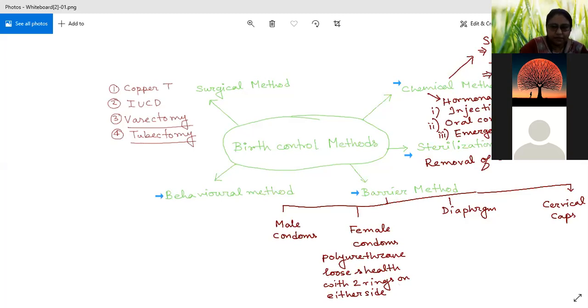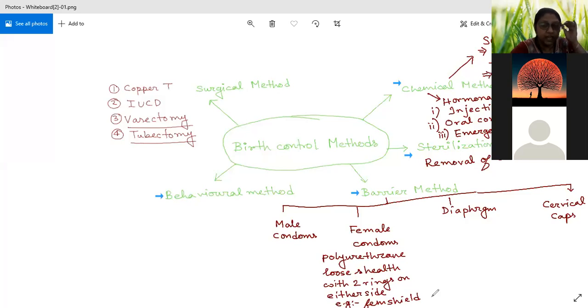Example of such a female condom is Femshield. This is the commercial name of the female condom called Femshield. So Femshield is a female condom which can be used by females. Now, how does it exactly work?